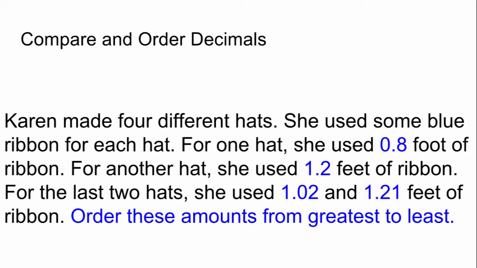She used some blue ribbon for each hat. For one hat, she used 8/10 of a foot of ribbon. For another hat, she used 1 2/10 feet of ribbon. And for the last 2 hats, she used 1 2/100 and 1 21/100 feet of ribbon. So we want to order these amounts of ribbon from the greatest amount to the least amount.